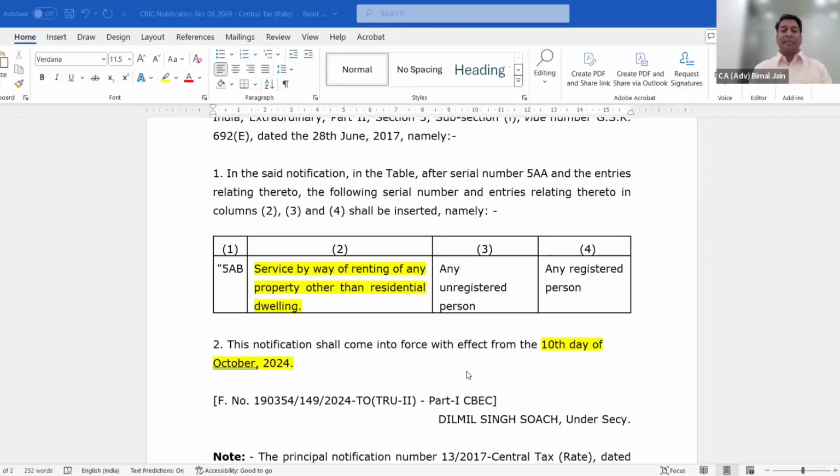This is the first part. Second part: if any property other than residential dwelling, this is what this notification is saying. So what about residential dwelling? Residential dwelling is already under reverse charge whenever it is being let out by an unregistered person to a registered person, effective from 18th July 2022.